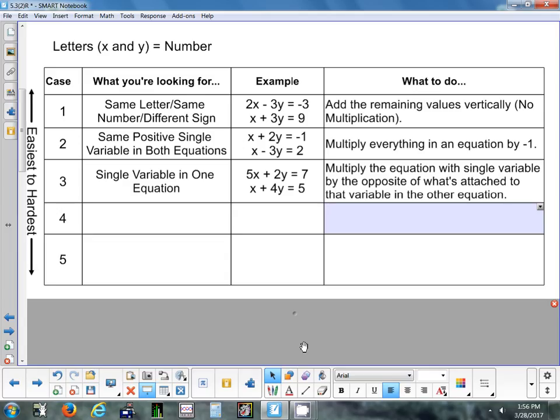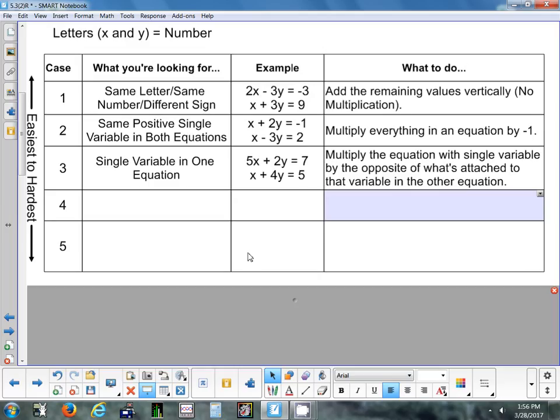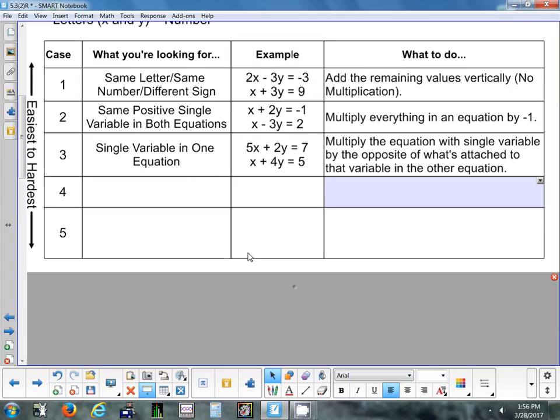So if I have a single variable in just one of the equations, look at the number that's attached to that same variable in the other one. In this case, it was 5. To make this x eliminate, I got to multiply by -5. That's what's going to make it opposite. But I'm just not going to multiply the x by -5. I got to do it to everything. Everything in that equation to keep it balanced.